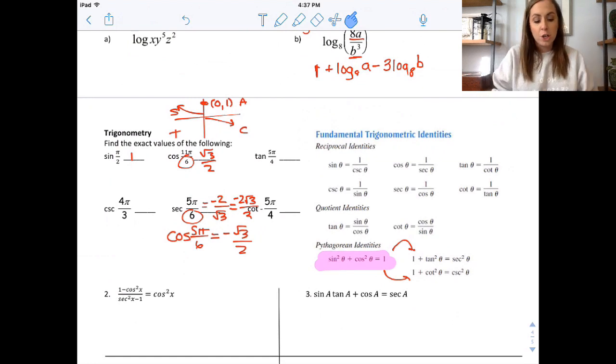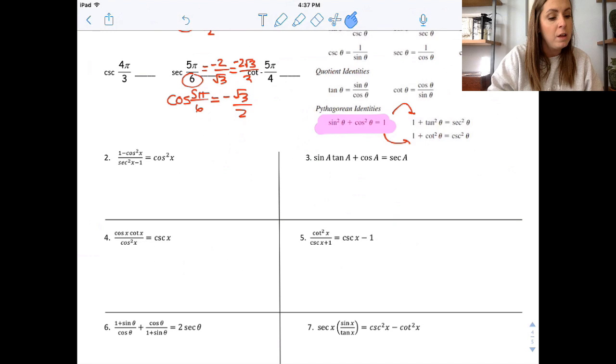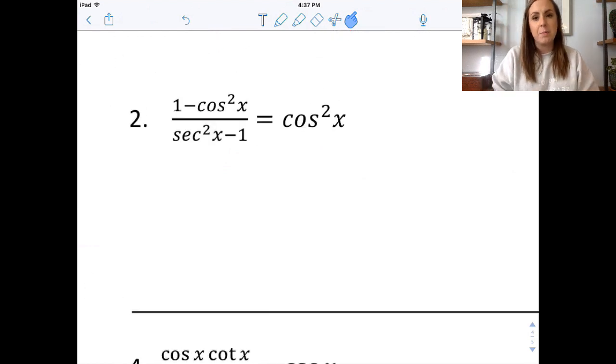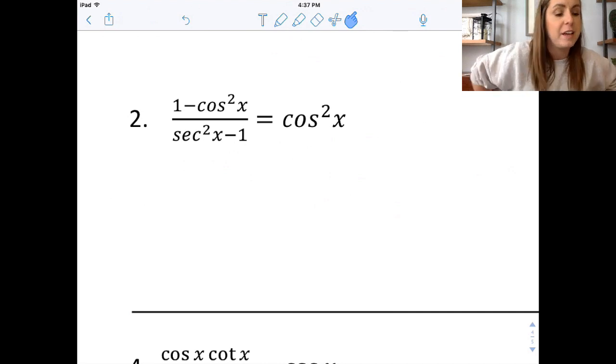I'm just going to pick a couple that I think are a little trickier or just things you might want to take a look at, and then we'll do an equation or two. So starting and looking at number 2, a lot of people will see this and freak out because they just don't know where to start.